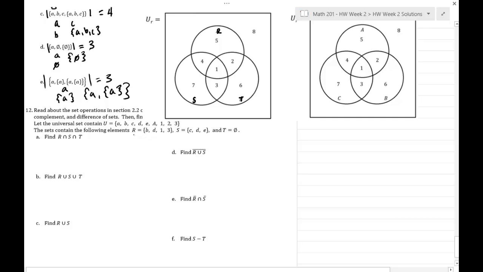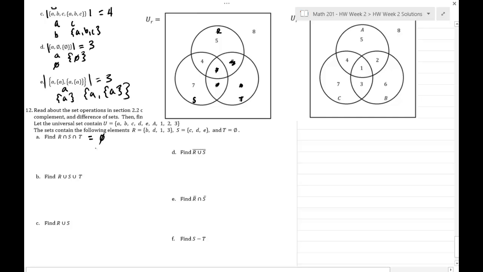To start, I need to know if I've got any elements in region 1. If I had elements in region 1, they'd have to occur in R, S, and T. But since T is the empty set and it doesn't contain any elements, I'm just going to cross out these regions here. There must not be any elements in this region, which contains the intersection of all R, S, and T. So in region 1 there are no elements, and so that's the empty set. There's nothing in common. Anytime you intersect the empty set with any set, you're going to get the empty set, because the empty set doesn't have any elements, so it can't have any elements in common with another set.